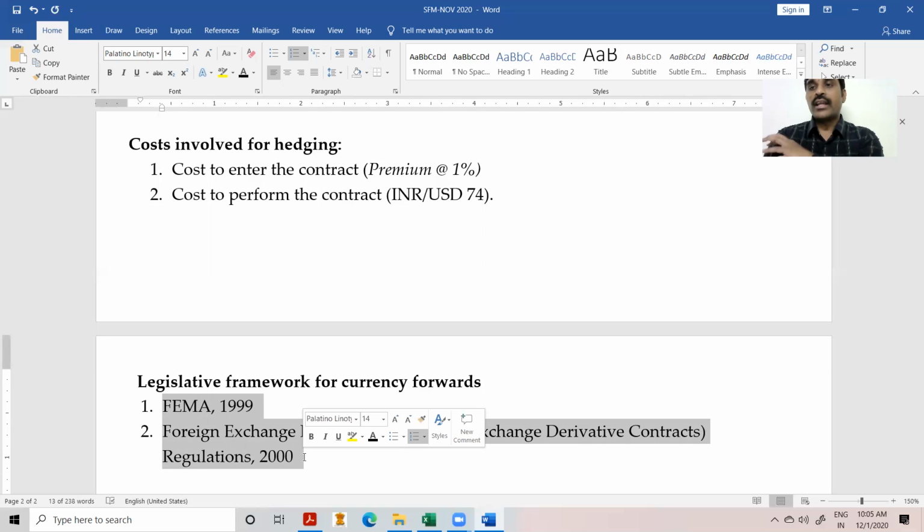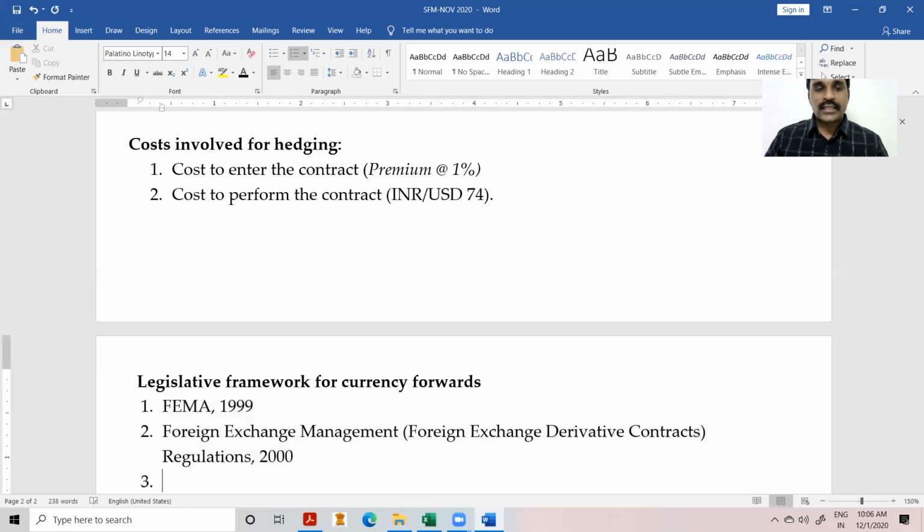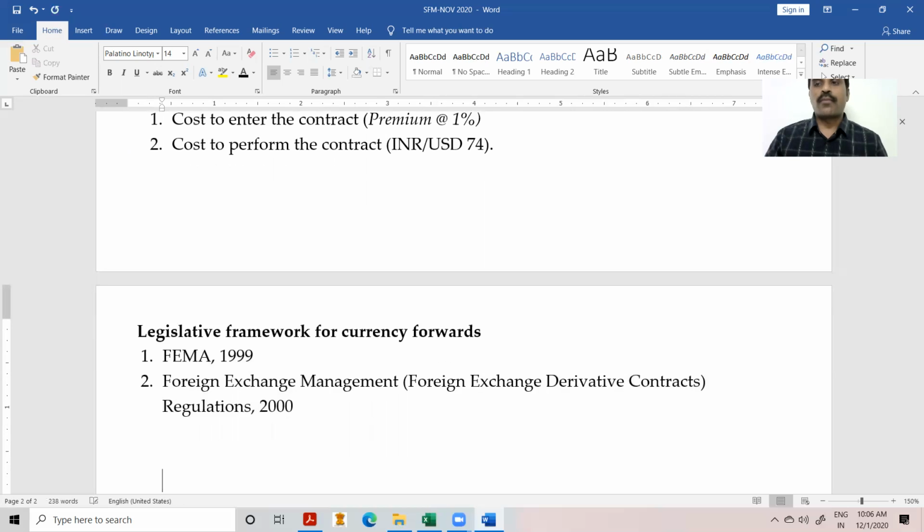As per the Foreign Exchange Management Act and the Foreign Exchange Derivative Contracts Regulations 2000, you can enter a foreign exchange forward contract only with an authorized person, that is to say bankers, not with anybody. You can't enter a forward contract with me, or I with you. In currencies, forward contracts can be entered only with bankers, persons authorized under FEMA. If that is the case, the banker bears the counterparty risk.